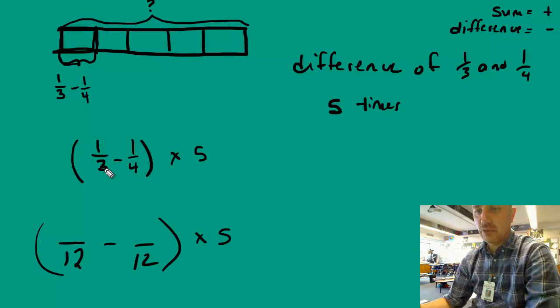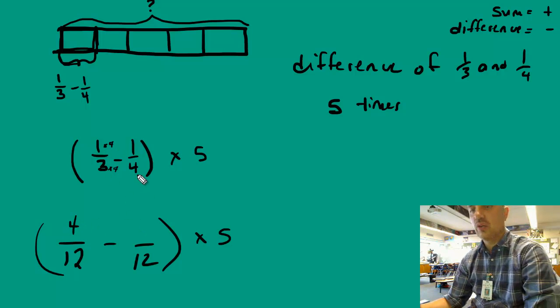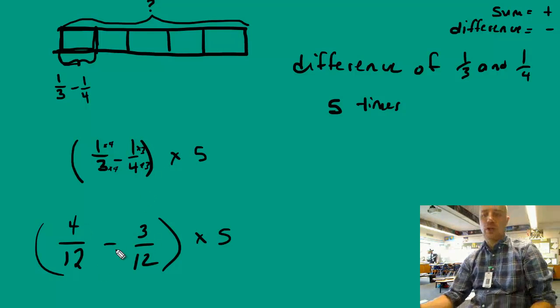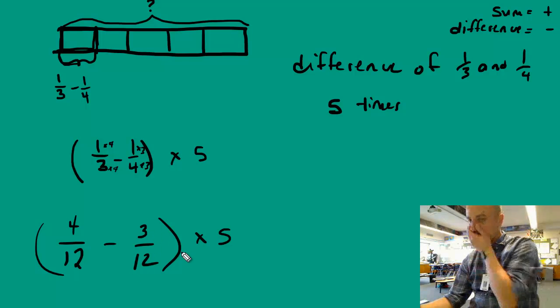So thirds, if I put my thirds into 12ths, I multiply my 3 times 4, which gives me 12. I do the same thing to the top, and 1 times 4 is 4. And over here, to turn fourths into 12ths, I need to multiply by 3. So I multiply the top and the bottom by 3, and the top times 3 is 3. So now I have 4 12ths minus 3 12ths.